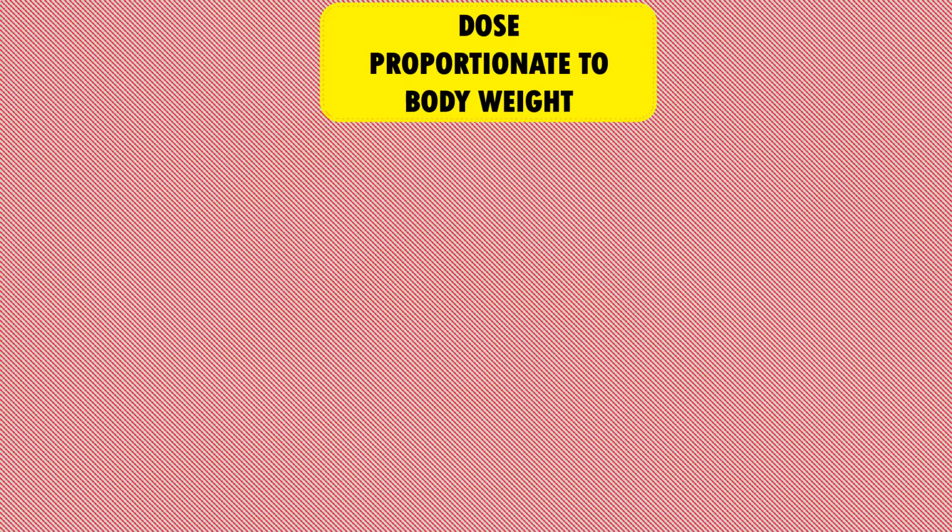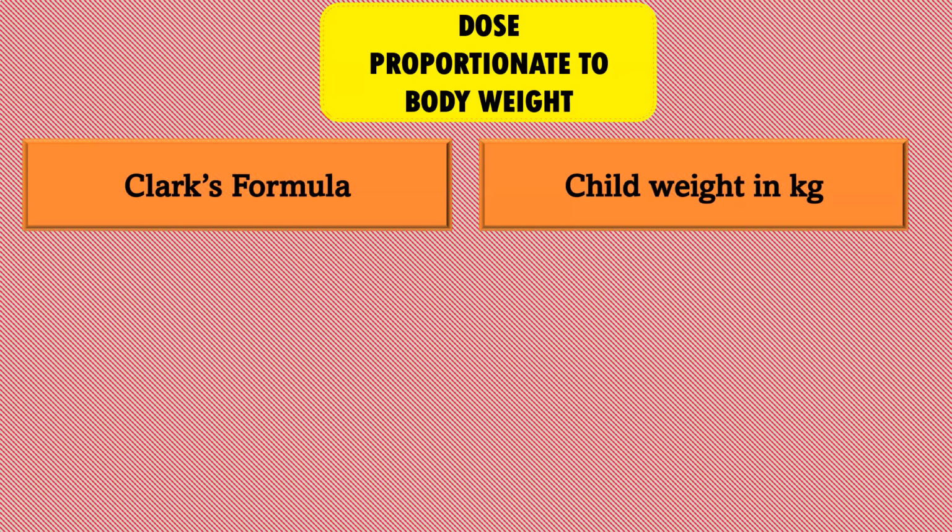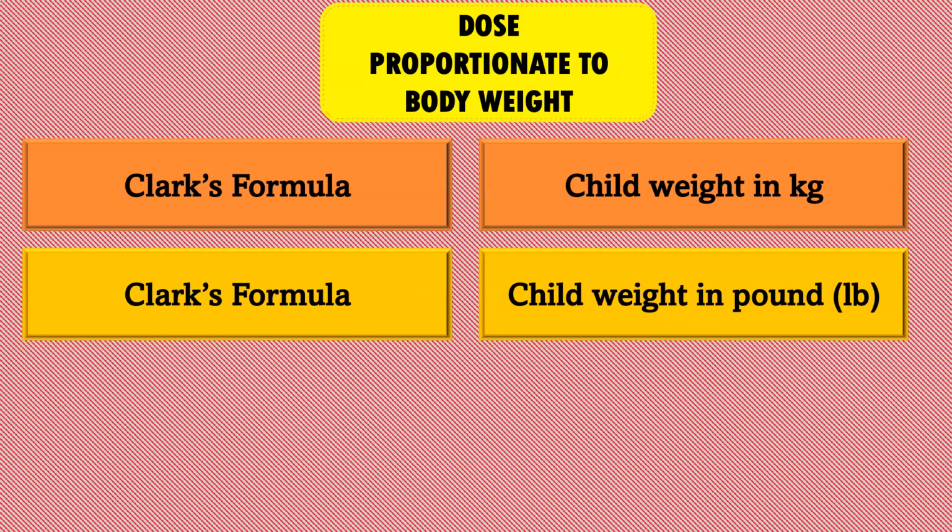Now, next is dose proportionate to the body weight. Here, according to the body weight, if you want to calculate the dose, we are going to use Clark's formula. When a problem comes according to the body weight, one thing you should keep in mind is to see whether the weight is given in kg or the weight is given in pounds. You should check that first in the problem, and use the formula accordingly.